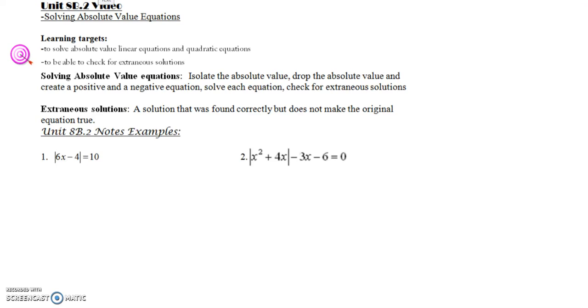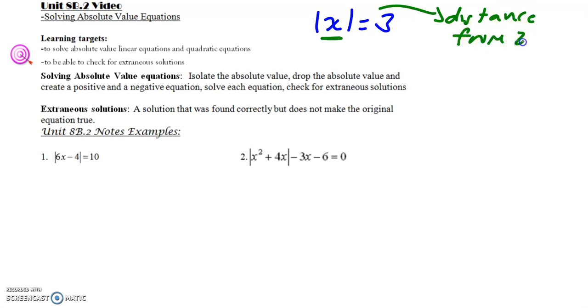Earlier in the year, I know you've seen this, at least briefly, but I want to remind you about what absolute value means. If I give you an equation like the absolute value of x equals 3, that means that the number that I plug into the absolute value bars, an absolute value really means distance from 0. If you think about the word distance, if you take a ruler or a yardstick or anything of that nature and you measure, distance is always a positive measurement.